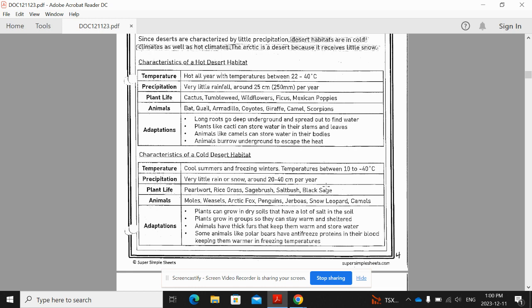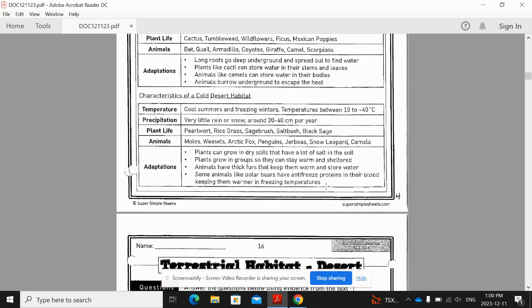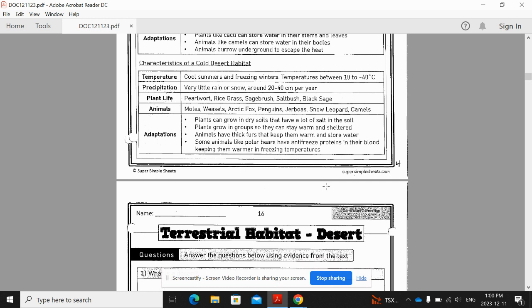And characteristics of a cold desert habitat. The temperature, there's cool summers and freezing winters. Temperatures between 10 to negative 40 degrees Celsius. Precipitation, there's very little rain or snow, and there's around 20 to 40 centimeters per year. Plant life, there's pearlwort, ricegrass, sagebrush, saltbush, and black sage. And for animals, there's moles, weasels, Arctic fox, penguins, jerboas, snow leopard, and camels.